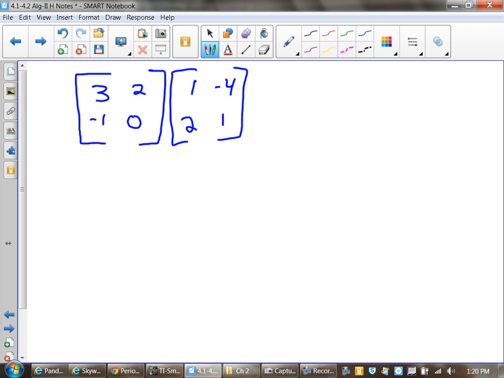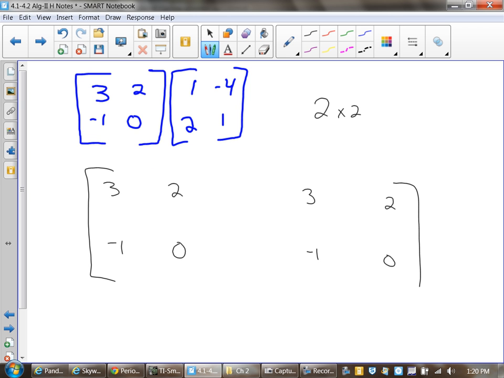Do we agree that the result matrix is going to be a 2 by 2? 2 rows, 2 columns? So here's what we do. Once you figure out what the result matrix is going to be, take your first matrix and write it down that many times. My result matrix is going to be a 2 by 2, so it has 2 rows and 2 columns. So I'm going to take this first matrix, 3, 2, negative 1, and 0, and write it down twice, but space it out. 3, 2, negative 1, 0. 3, 2, negative 1, 0. I'm just spacing it out a little bit.